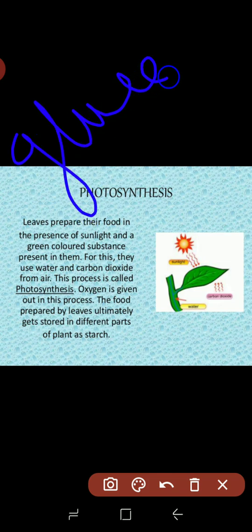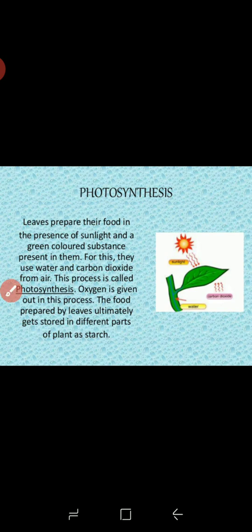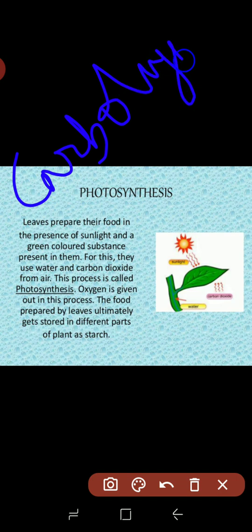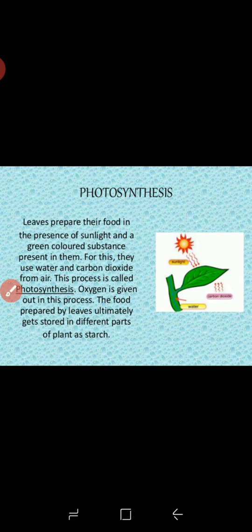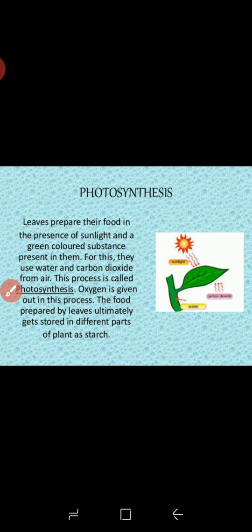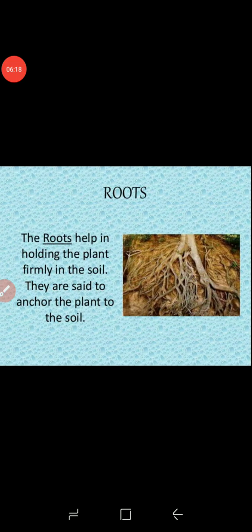They prepare their food in the form of carbohydrate, and they store their food inside the plant part in the form of starch. Understood? So in this way, the photosynthesis process is done by the plants.